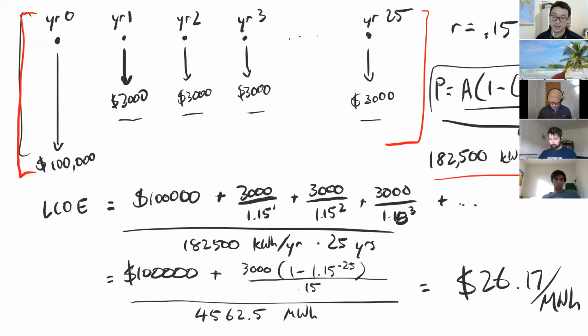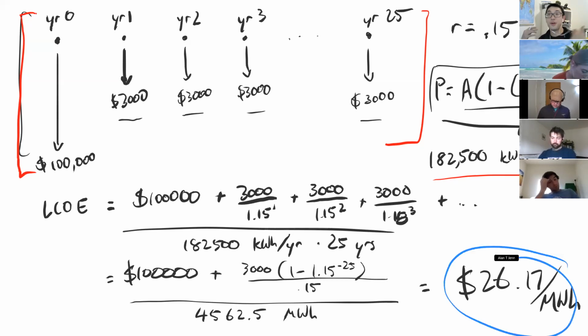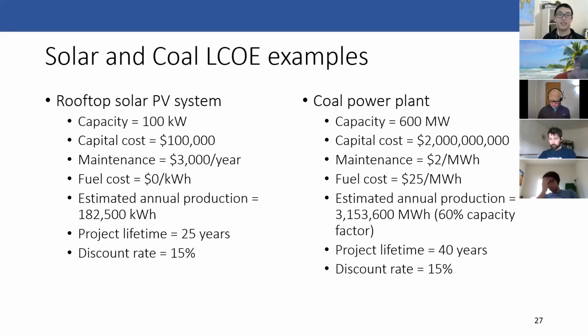Okay, and so that is the calculation for doing the levelized cost of energy for solar. So we will keep this number in mind. And remember, the whole point of doing a levelized cost is so that I can do some kind of comparison. And in this case, that comparison will be against this coal power plant. Let's take a look at what the levelized cost of electricity is for this coal power plant.